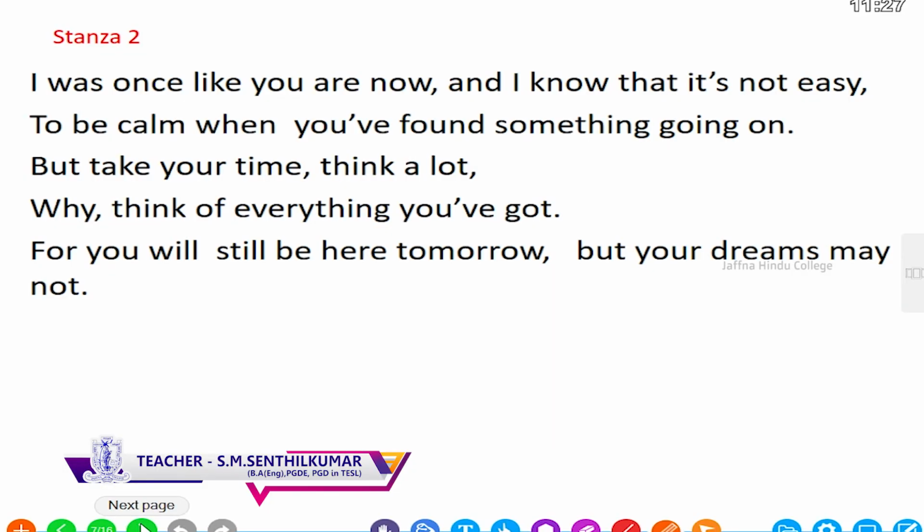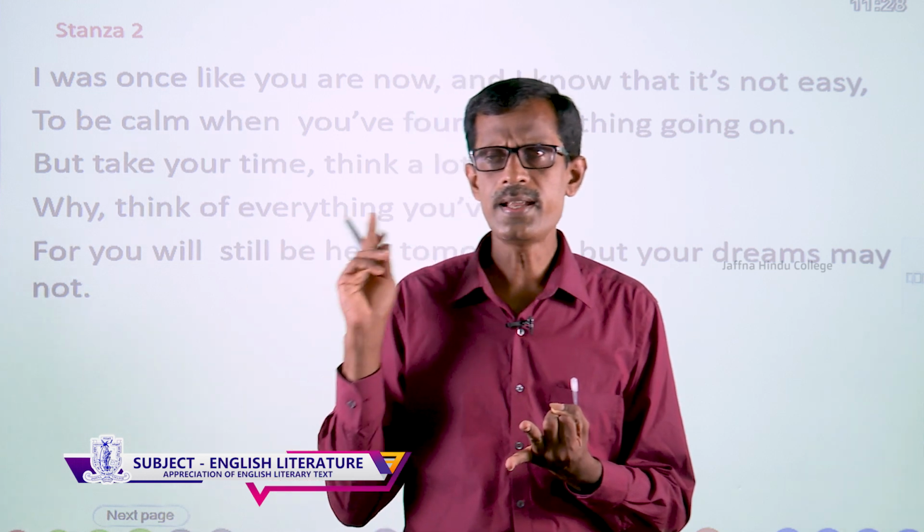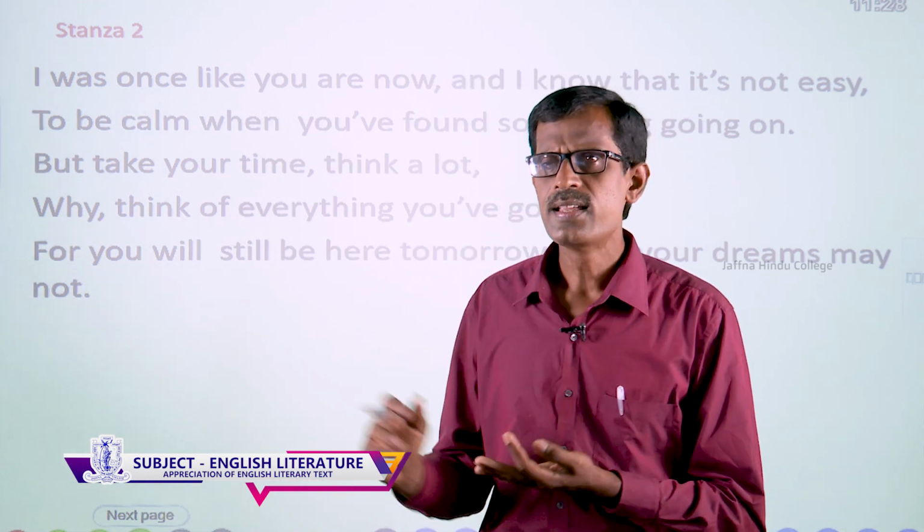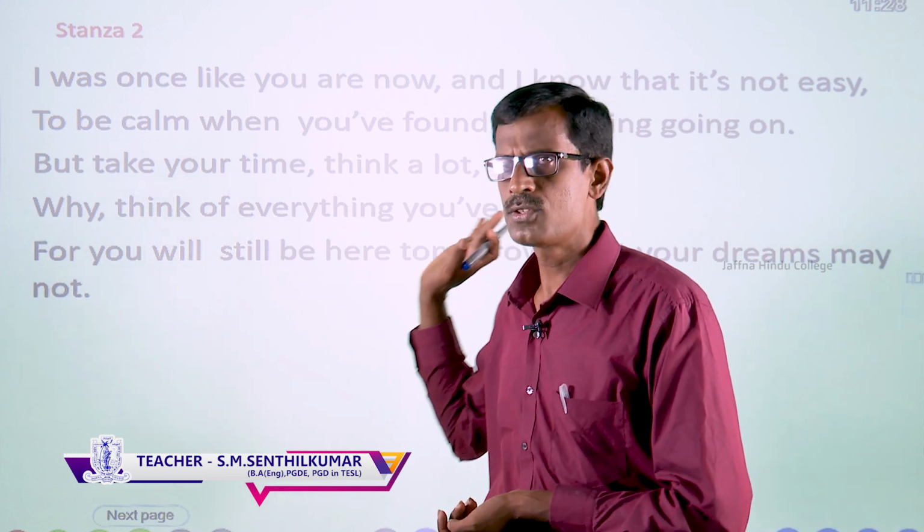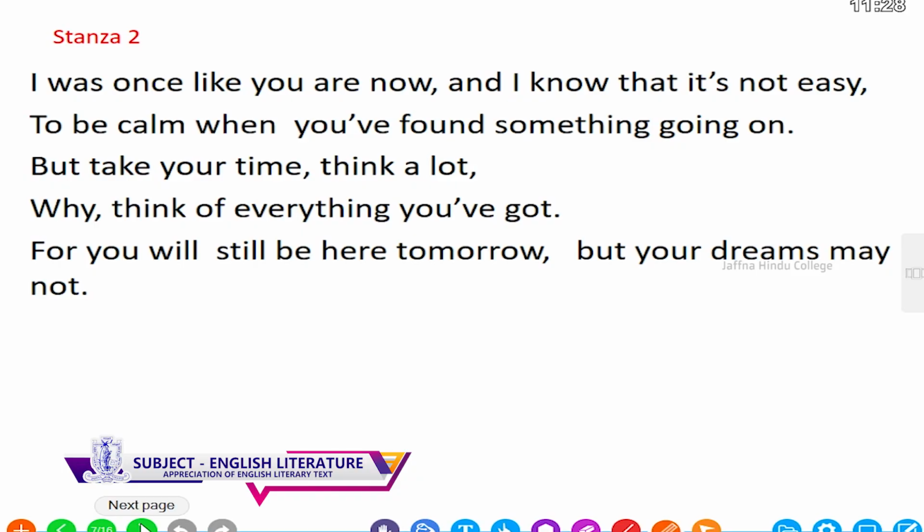To be calm when you have found something going on. What is anything going on? Problem. What do you want to do about it? Be patient. Not to be impulsive. The qualities of the younger generation. What are the qualities? Impatient, right? Impulsive, right? Quick decision making, right? These are the qualities. So please be calm. Don't hesitate. Be calm. But take your time. Think a lot. Take your time, imperative language.